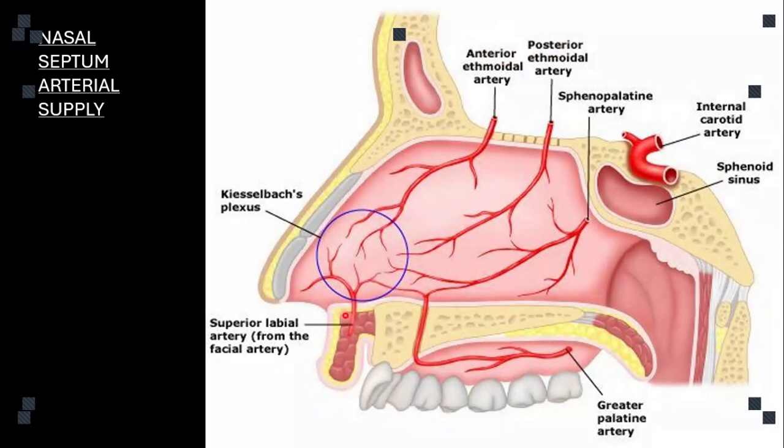The superior labial artery is a branch from facial artery, which comes from external carotid. Remember, maxillary artery is one of the two terminal branches of external carotid artery. So these arteries anastomose at the anteroinferior portion of the nasal septum, at what is known as the vitreous area, to form what is known as the Kiesselbach plexus.